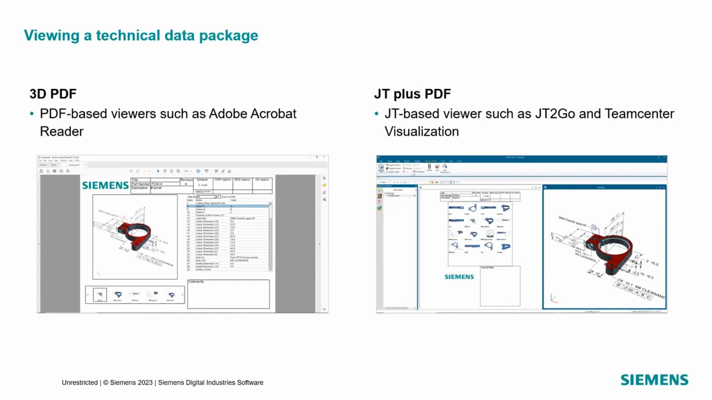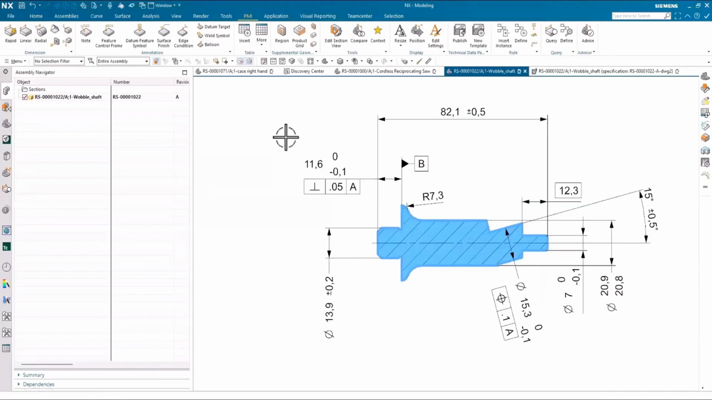And what's nice is, if you say, well, why should I use one or the other? As you get larger and larger assemblies, the JT Plus PDF handles that better than what I've seen on the 3D PDF side. Okay, so let's take a look at that one then.